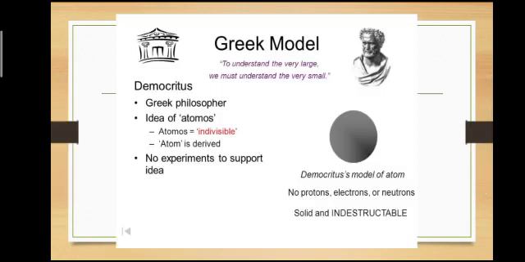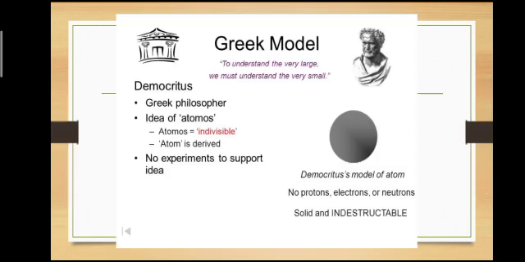Up to the 18th century, the scientists believed that atom was an indivisible particle. In fact, the word atom comes from the word atomos. It is a Greek word. It means incapability of being cut. That means atom is an indivisible particle.